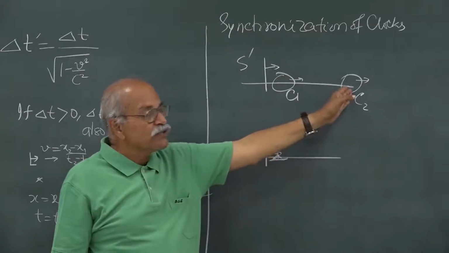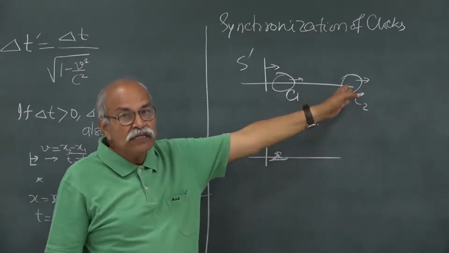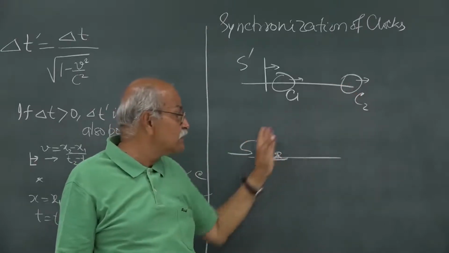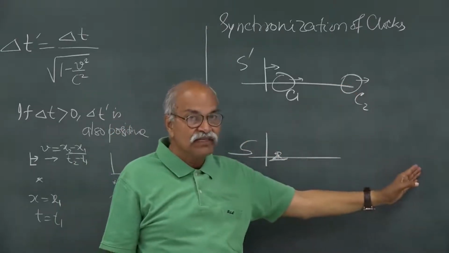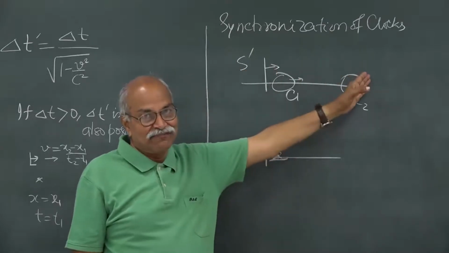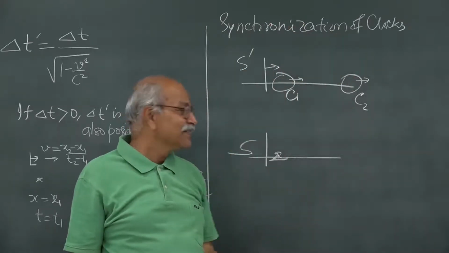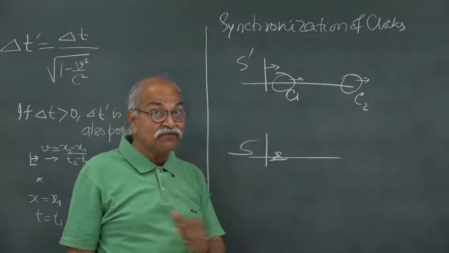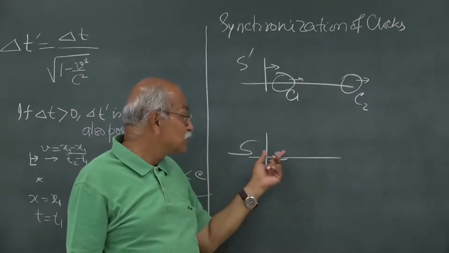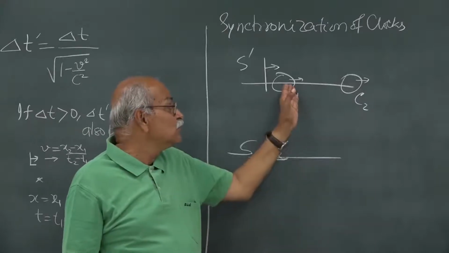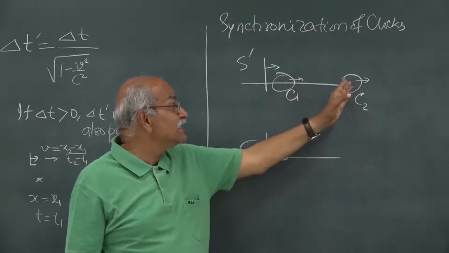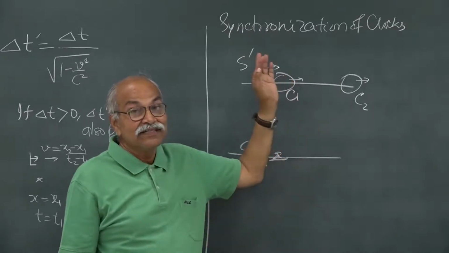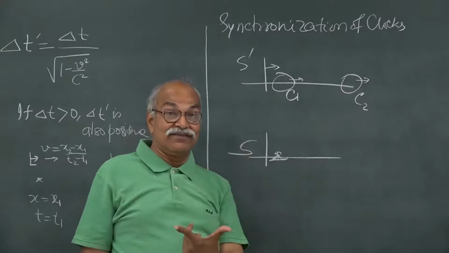What do I say about C2? C2 is also running slower by the same factor as compared to the clocks in my frame. All the clocks of S prime are running slower than my clocks. On top of that, I will also find that these two clocks are not showing the same reading at the same time. That is, they are not synchronized.